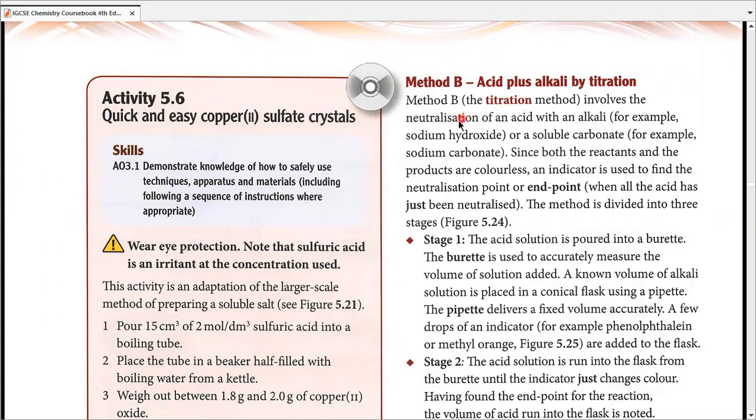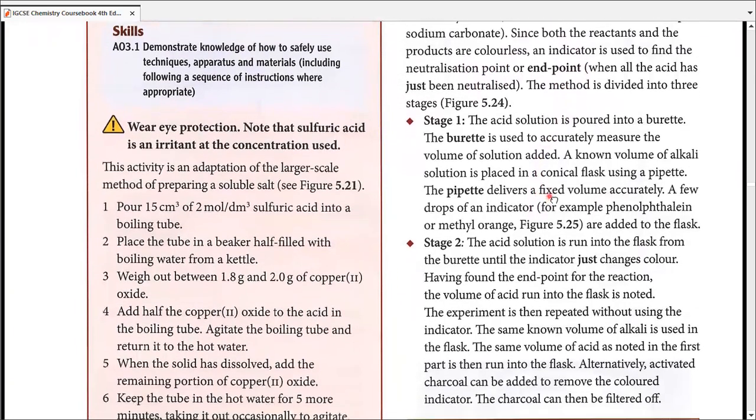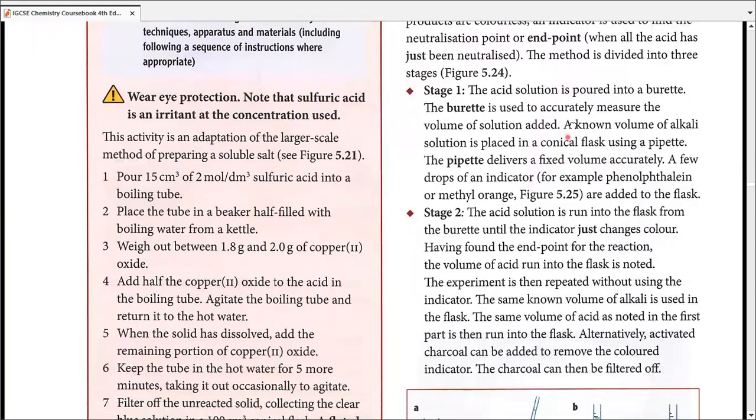So neutralization, acid, alkali, for example, sodium hydroxide. We can also use a soluble carbonate. That's fine. Both the reactants and products are colorless. So in that case, we need to use an indicator. The indicator will tell us the neutralization point or end point, when all of the acid has been neutralized with the help of the alkali.